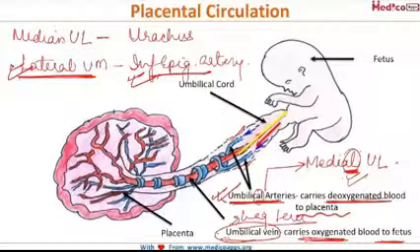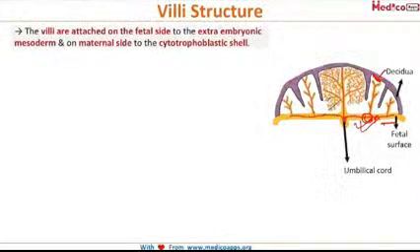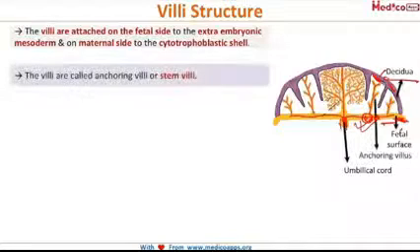Now let us understand the structure of the villi. We can see in this diagram, this is our fetal surface, this is our maternal surface or the decidua, and this is our attachment of the umbilical cord. So these villi are attached on the fetal side to the extraembryonic mesoderm and on the maternal side to the cytotrophoblastic shell. And these villi are called anchoring villi or the stem villi.